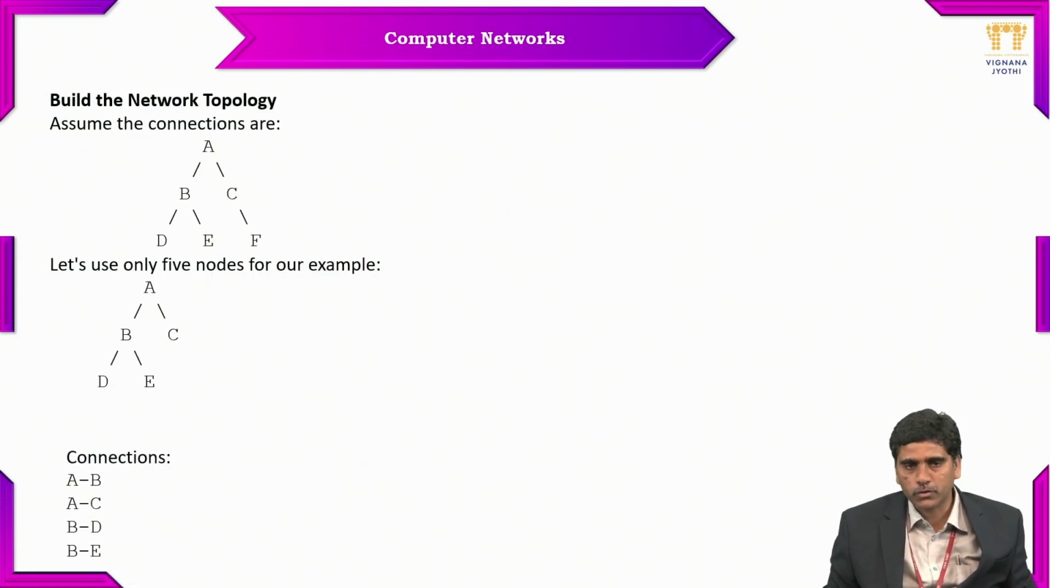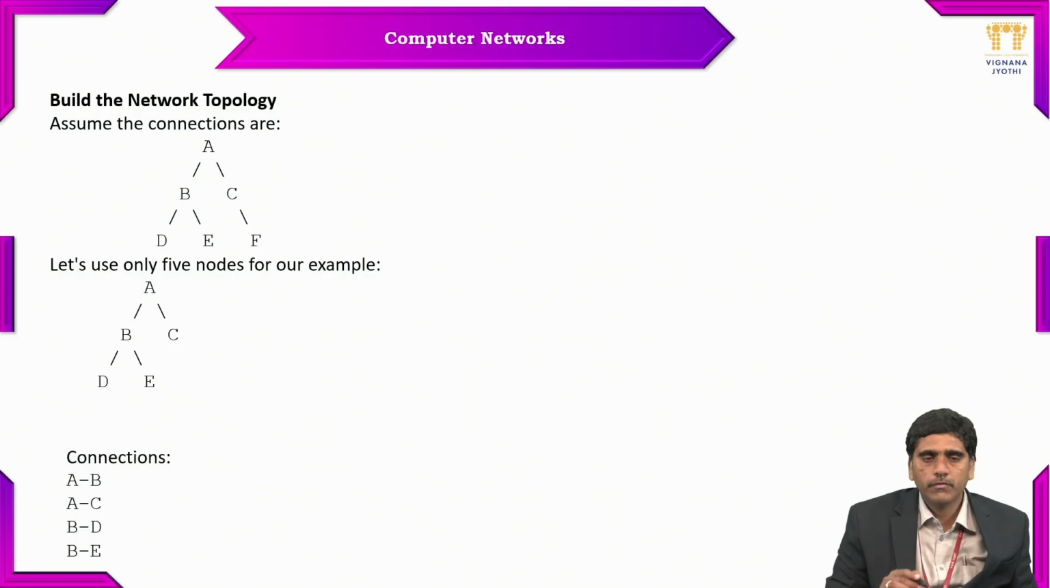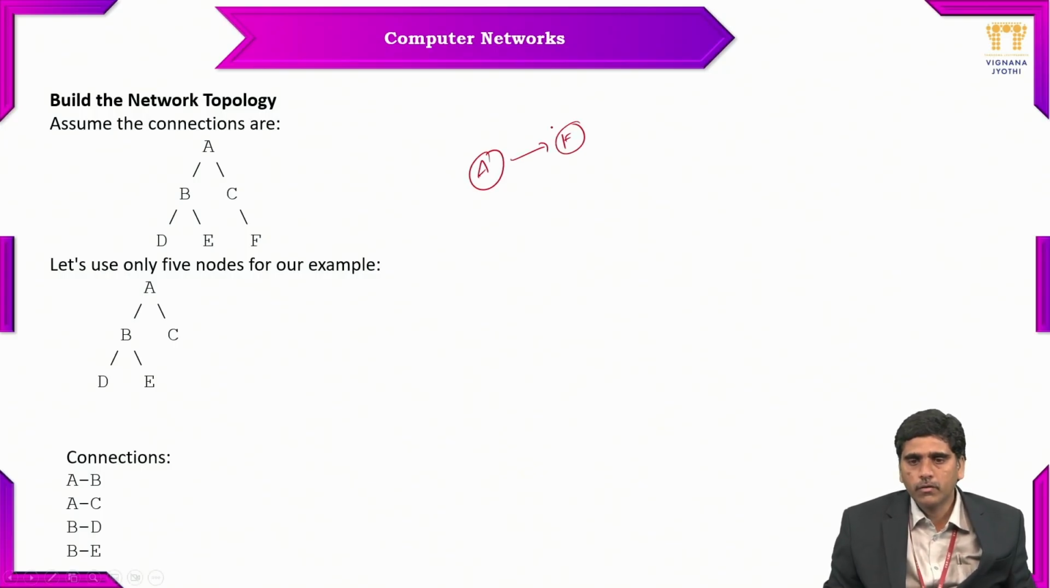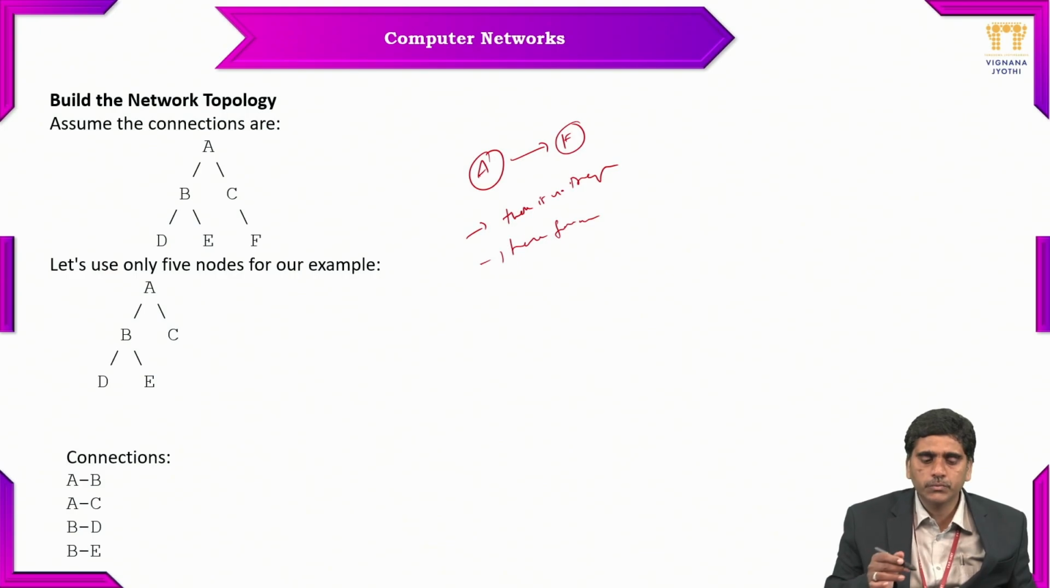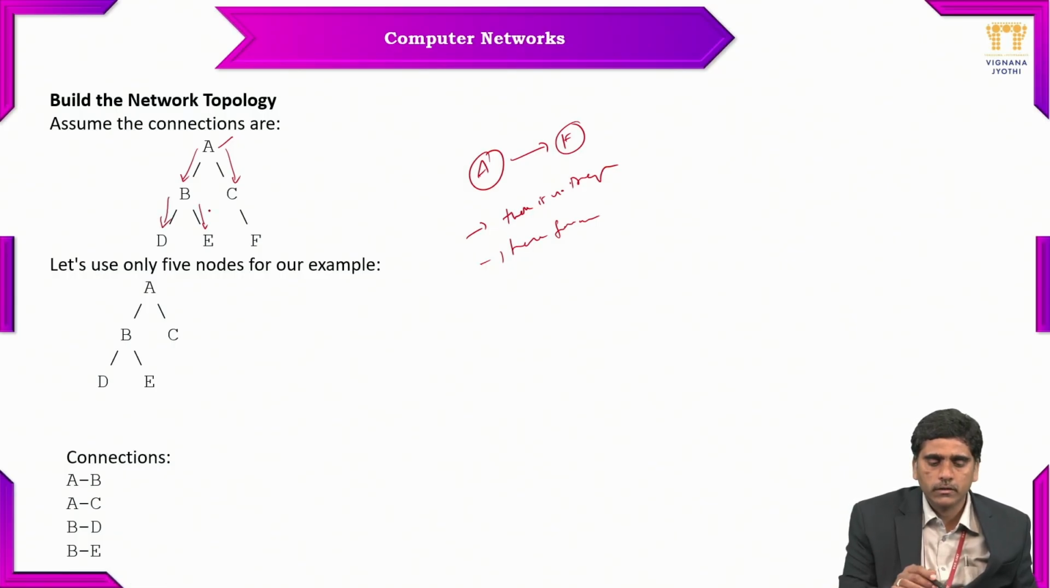And how to build that network topology? Assume you want to build the network topology for nodes A to F. Now we need to take these actions. There is no repeating of the path, and there is no formation of a cycle, but we need to broadcast the message to all the nodes. So assume the connections: A is broadcasting the message to B as well as C. Now B is broadcasting the message to D and E. Similarly, C is broadcasting the message to F.